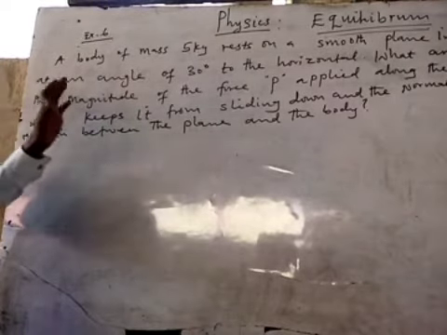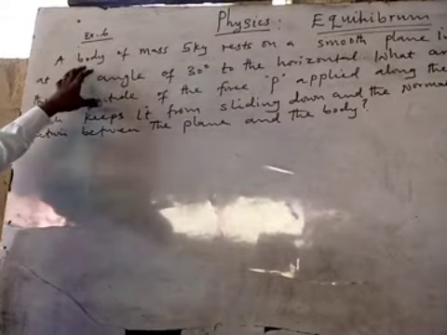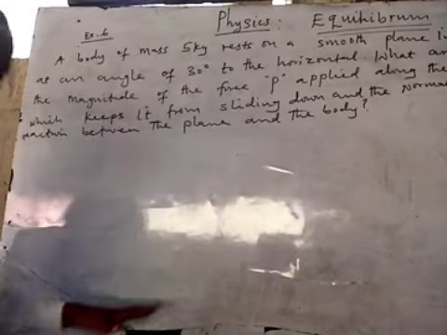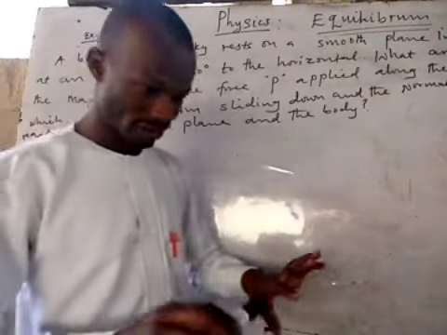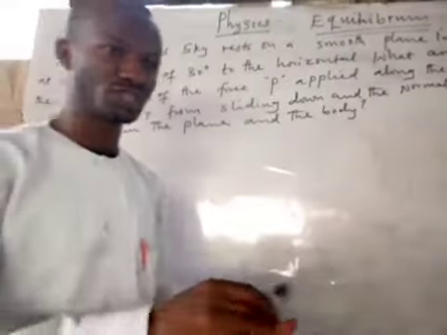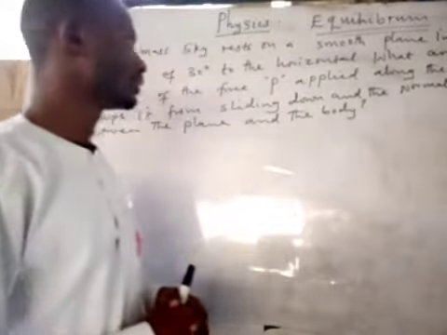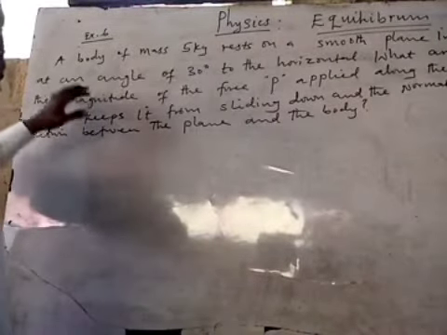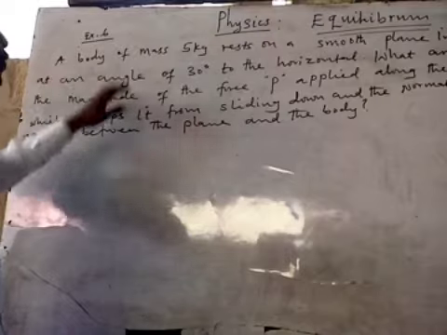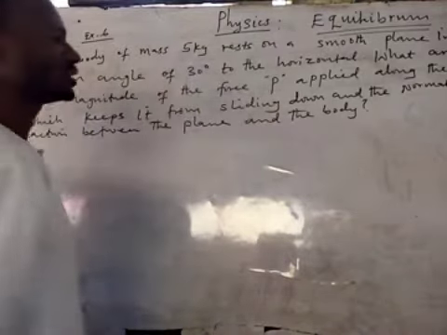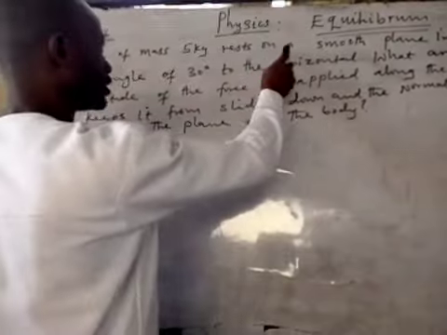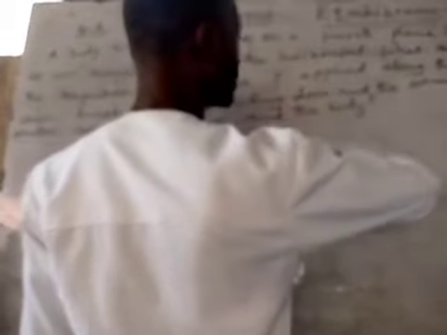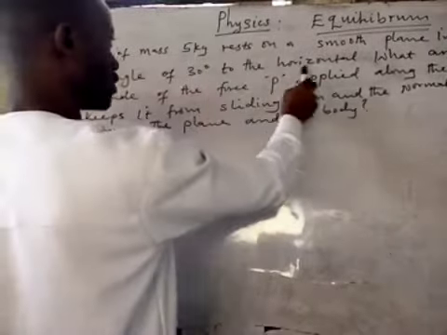exercise number six. Now the question is describing a body that is resting on a smooth inclined plane. Now let us read the question and see what it is demanding from us. The question says that a body of mass 5 kg rests on a smooth inclined plane at an angle of 30 degrees to the horizontal.